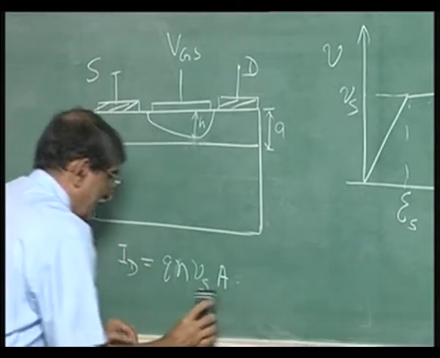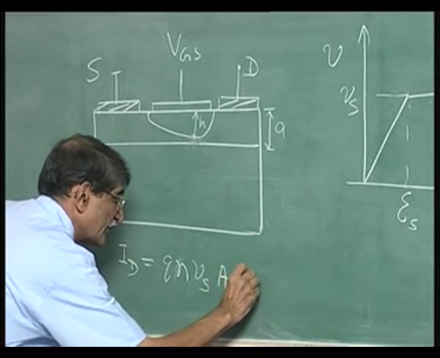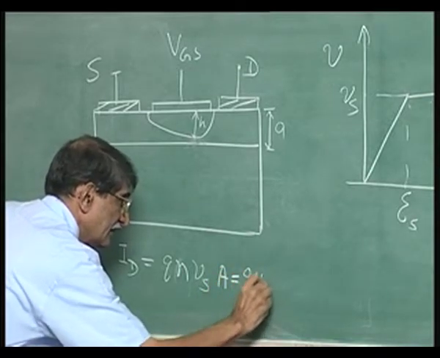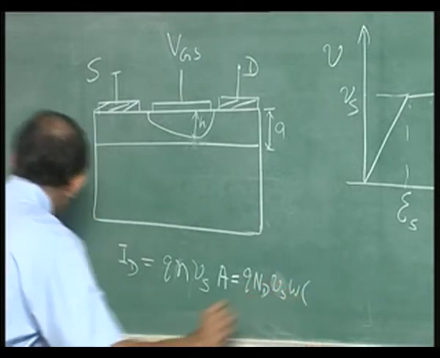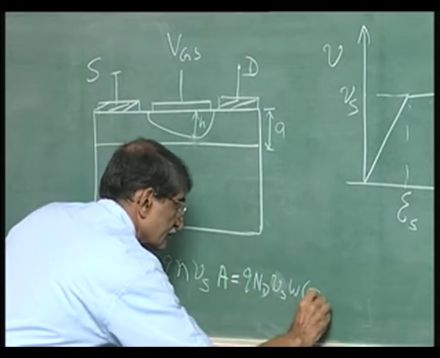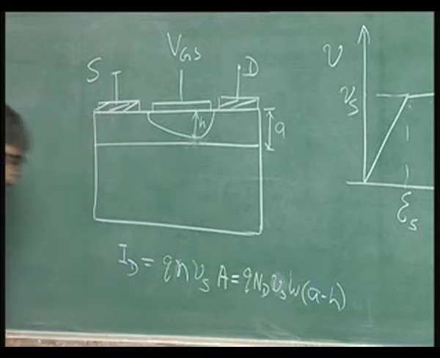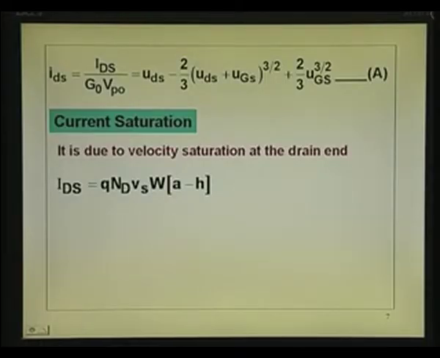Are people alert or not? Okay. So, that is equal to Q N d into W into V of s into W into A minus h. That is the area. That is what we have written there, where this equation is put down here, where h is actually the depletion area width at the drain end. Shockley's analysis said h is very close to A. It cannot be A. Then you can see the current becomes equal to 0.